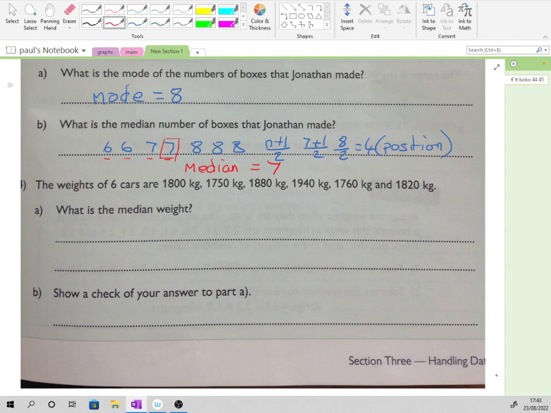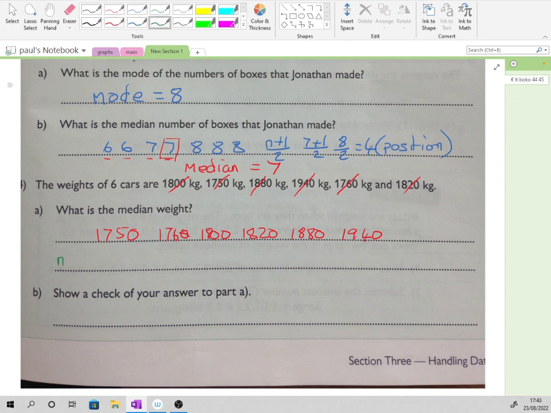So the smallest there is 1750, cross that one out, then 1760, then 1800, and 1820, 1880, and the last one is 1940. Right, 1, 2, 3, 4, 5. Now we've got 6 numbers, so this is going to be more work.